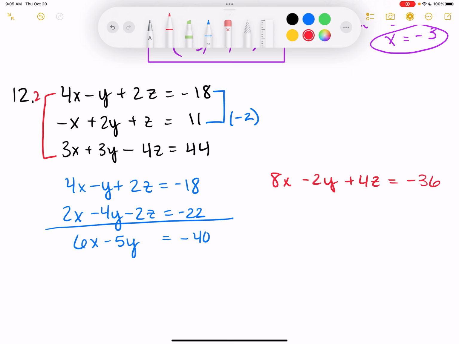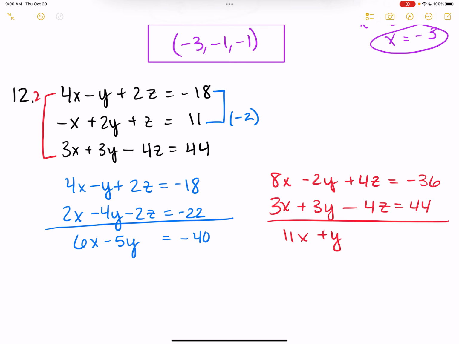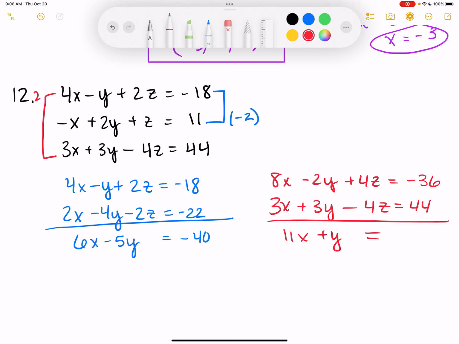Okay, the third one, copying it down: 3x plus 3y minus 4z equals 44. The z's cancel, so I'm left with 11x plus y equals 8. Yes. So I'm going to move it down here and stack it. So I have 11x plus y equals 8.